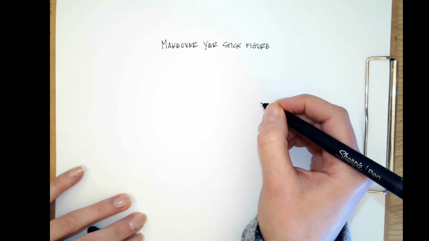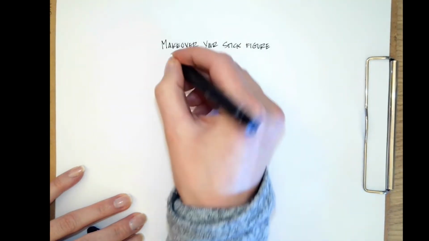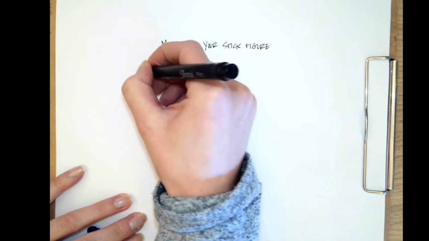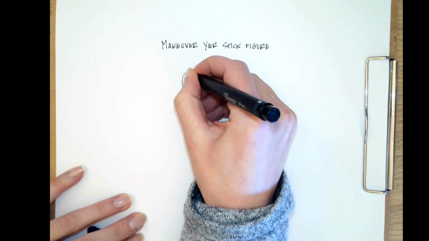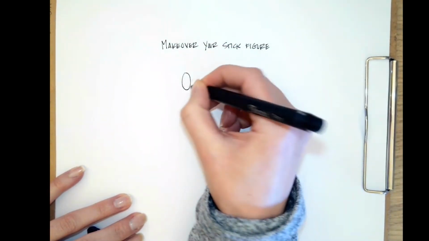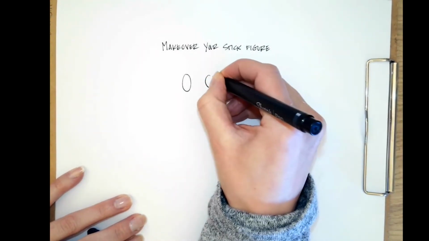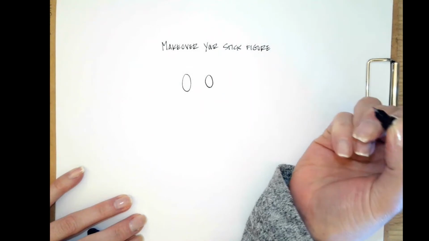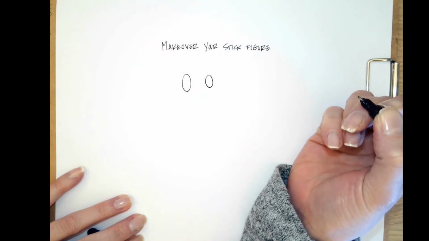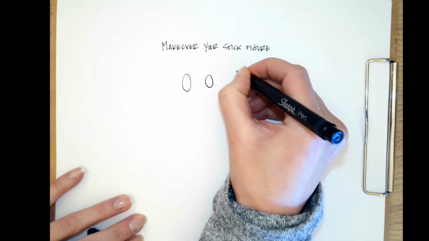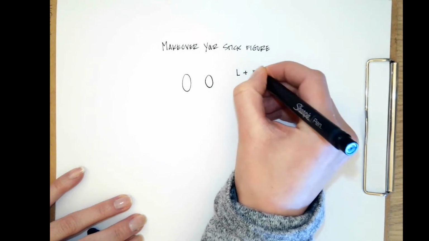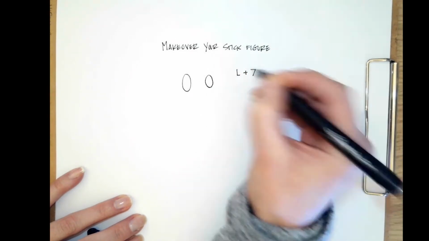The first step is creating an oval for the head, which, really don't overthink it. It's just an oval, but if you're struggling with the oval, you could do a C and then a backward C to complete it. Then in order to do the body, I want you to think L plus 7, okay?